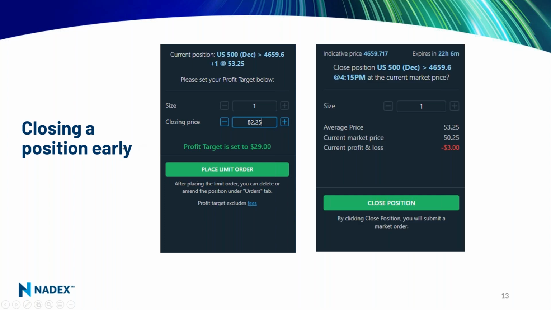The other way is you can simply just close the position. We've got a button that says, just get me out. Oh, I bought one. Here I bought one for 53 and a quarter. I didn't mean to buy that. Just get me out. I know I can currently sell one at 50 and a quarter. It would be a $3 loss. I would just send a market order and get me out and say, oops, I clicked wrong.